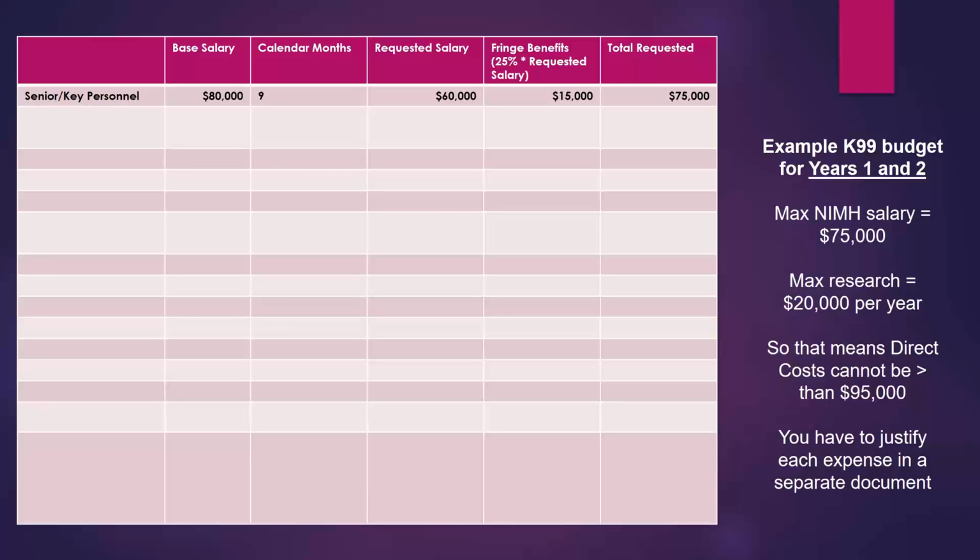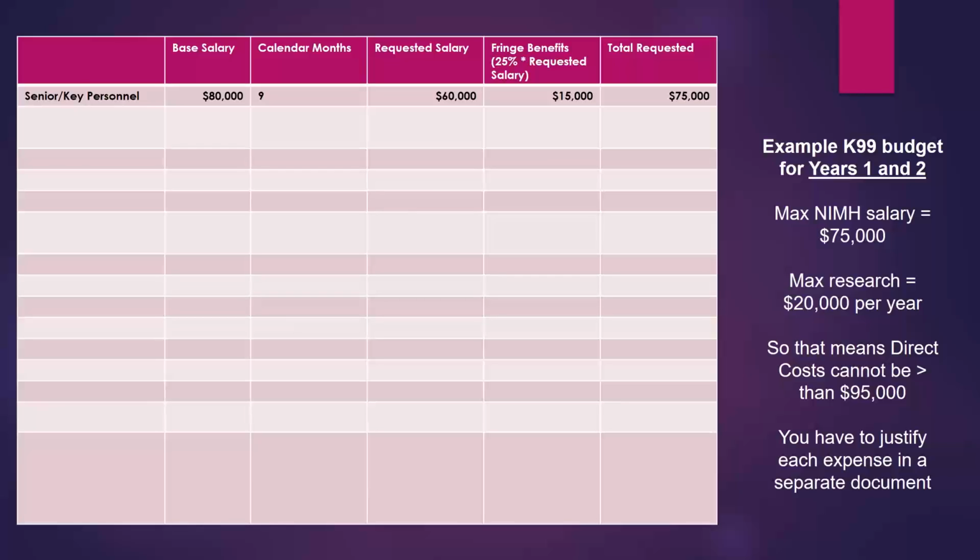You're going to multiply $60K times 25%, and you're going to get $15,000. So your fringe benefits on this grant will be $15K. So you add your requested salary plus fringe to get your total requested salary, which is $75K. It turns out, if you look on the right of the table, the max NIMH salary is $75K, so that works out perfectly. It's important to note that the max research you can spend is $20K per year, so that means your direct cost cannot be more than $95K.